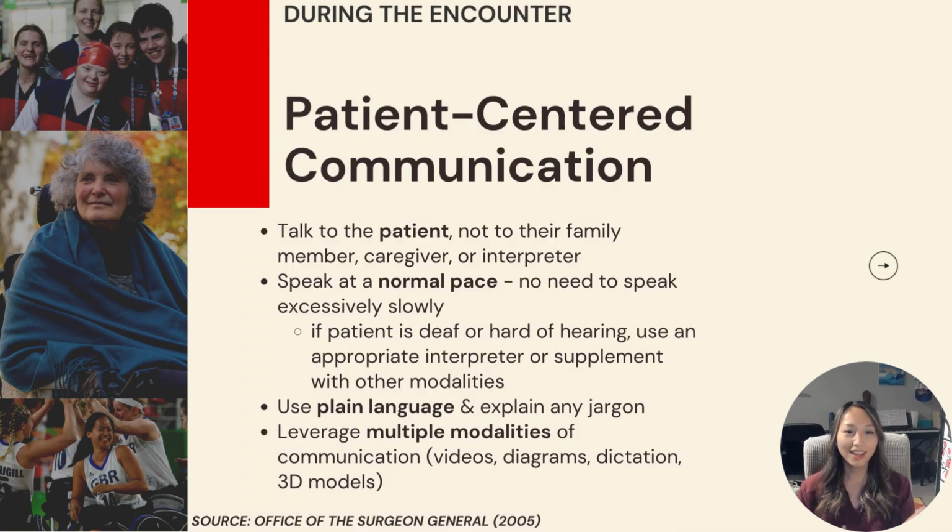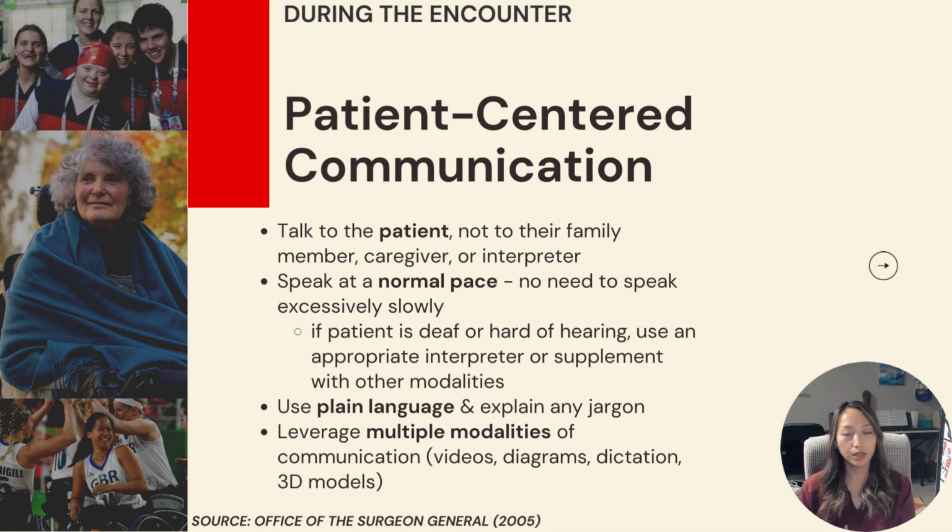Okay, and finally, I wanted to talk about patient-centered communication. This is something that I have heard as kind of a gripe of many patients, is that you should really talk to the patient. Do not talk to their family member, to their caregiver, or to their interpreter. And what I mean by this is that if you're asking a question related to the patient, you can ask them directly, make eye contact with them, not be asking their caregiver, oh, would so and so be okay with this, when the patient is there to see you and you're here to see them. So let's have a conversation one-on-one.